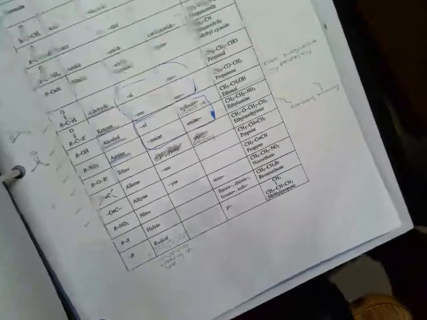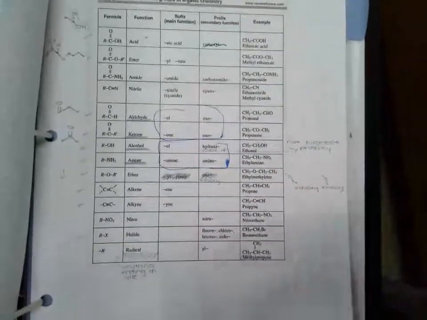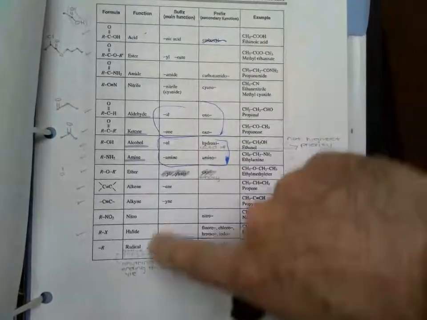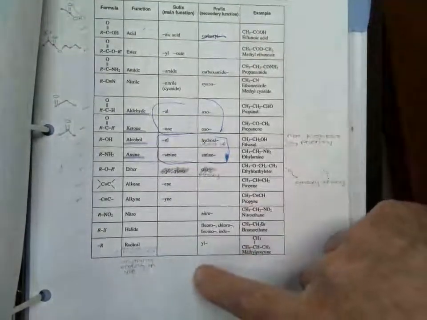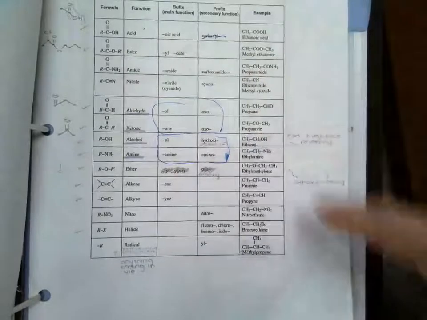Tomorrow, this priority list is going to be key. So you must know how to use this priority list. Remember, you work from the bottom up. These are the least important things. These are the most important things.